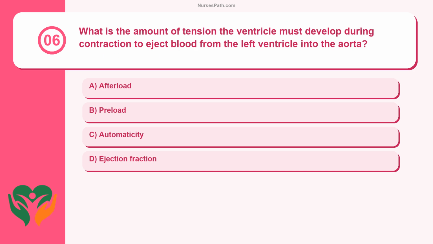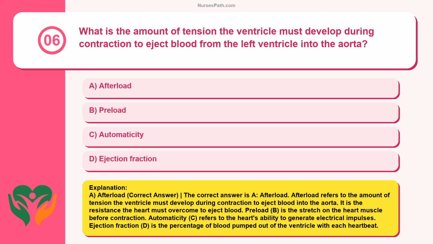Question 6. What is the amount of tension the ventricle must develop during contraction to eject blood from the left ventricle into the aorta? Afterload, preload, automaticity, ejection fraction. A. Afterload. Correct answer. The correct answer is A.